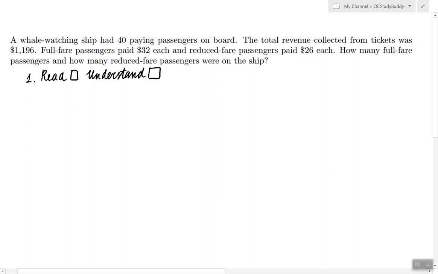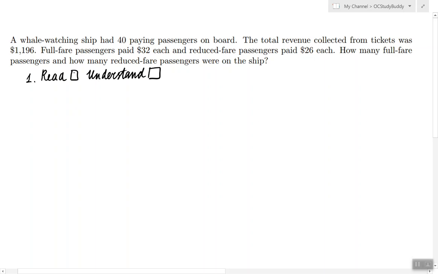So this problem has a whale-watching trip that had 40 passengers altogether. We have a total revenue, and we have some relation between the prices of full fare and reduced fare. And the question is about how many full fare passengers and how many reduced fare passengers were on the ship.